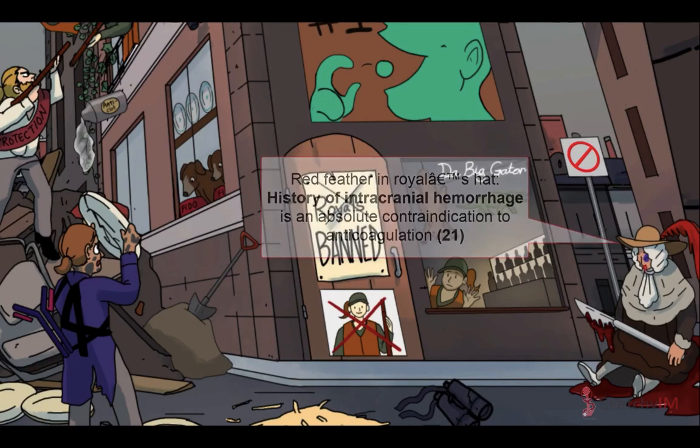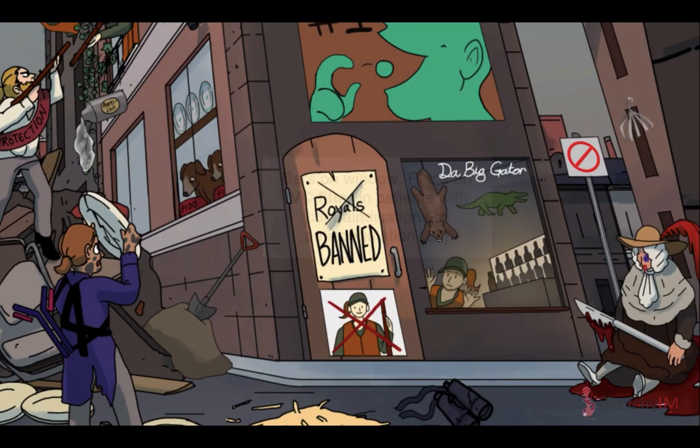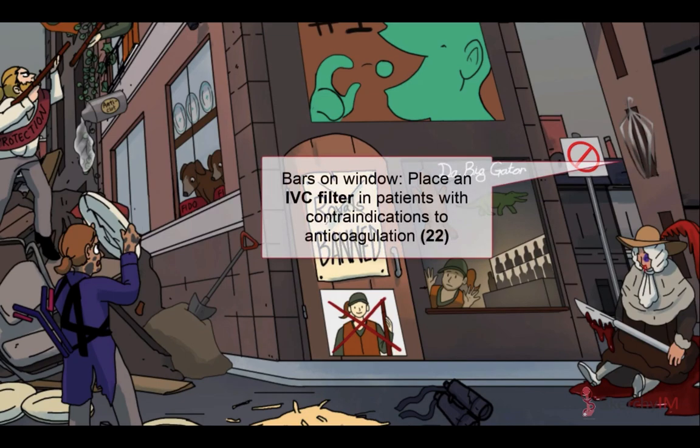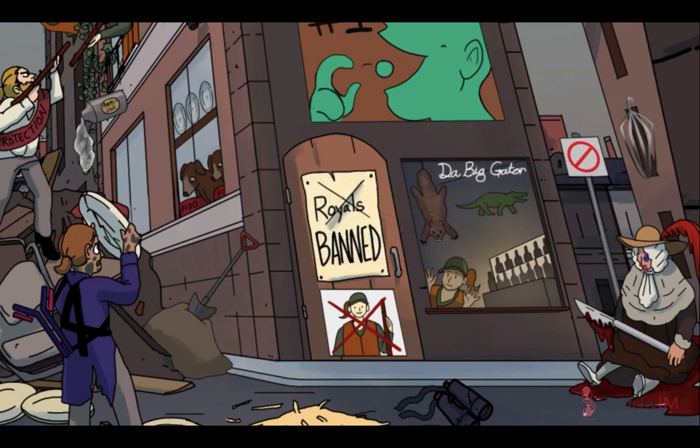For patients with these absolute contraindications who nevertheless need treatment for their DVT, the appropriate next step is to place an inferior vena cava filter that can catch thromboemboli before they can reach the lungs and cause a PE. The bars on this window look a lot like an IVC filter, don't they? They also happen to be great at keeping out desperate rebels trying to escape death in a losing battle. Was that too soon?